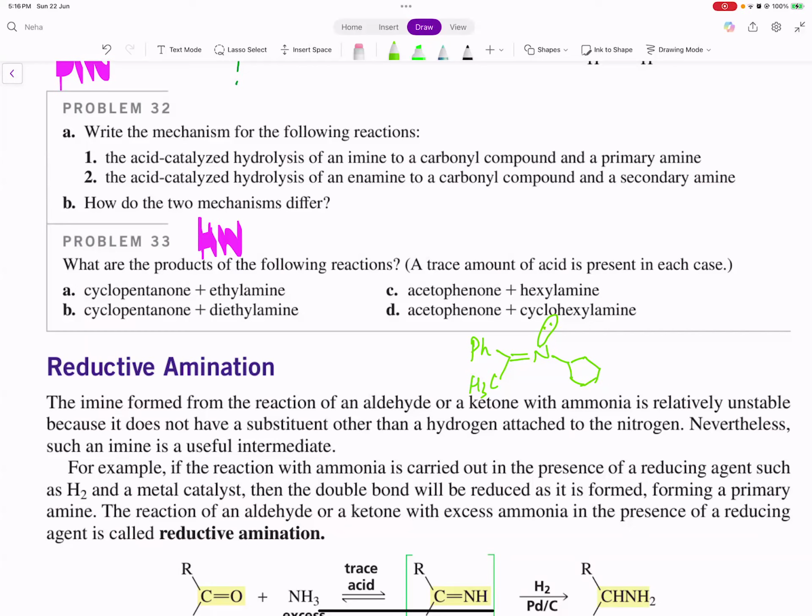You don't have to write cis and trans, but you have to draw them like that. Because they won't be cis and trans, they'll be E and Z. Got it? Yes, I got it. So just draw, and just switch the lone pairs. Okay, nice.